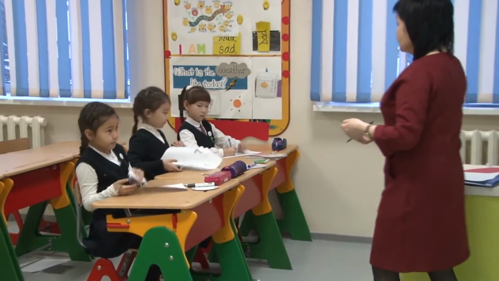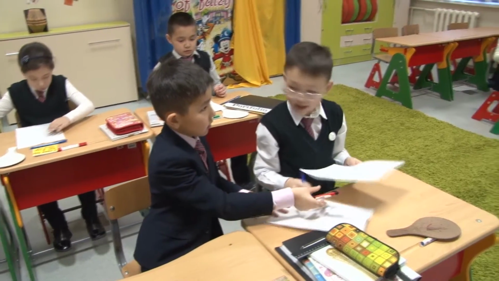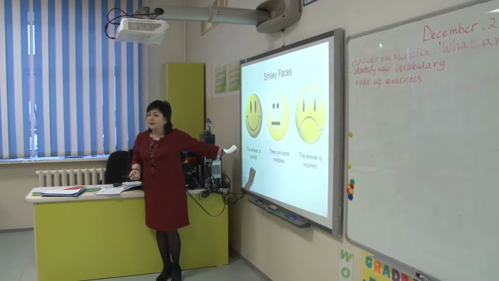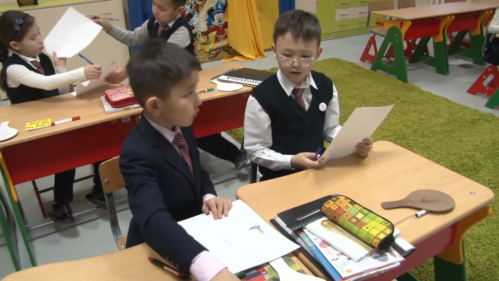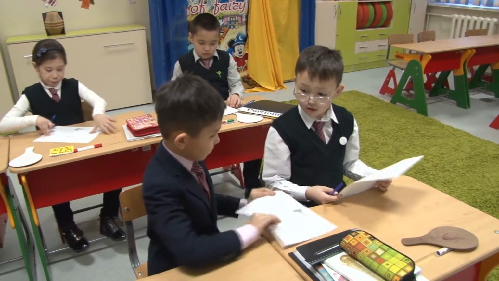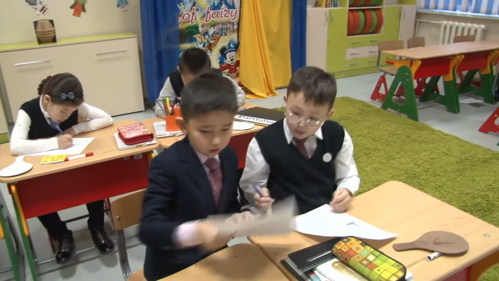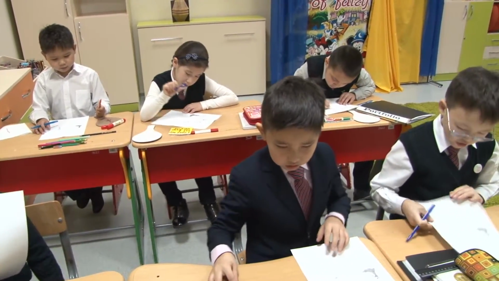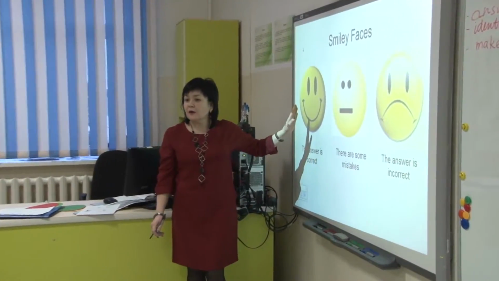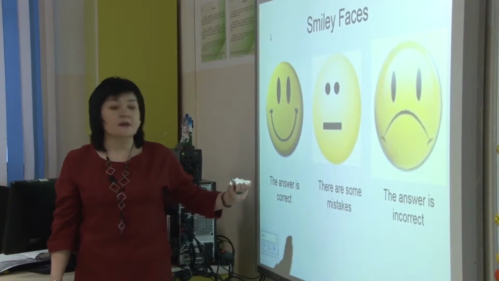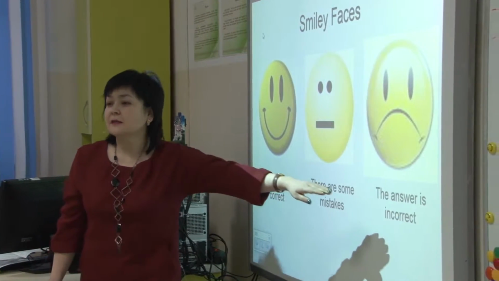Swap. Yes, give it to your partner, give it to your classmate, and draw the face. Draw the smiley face. If the answer is correct, then you will draw this smile. If there are some mistakes, this smile. If the answer is incorrect, then the third smile. Where is your smile?